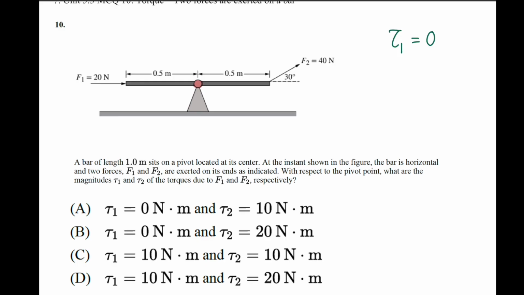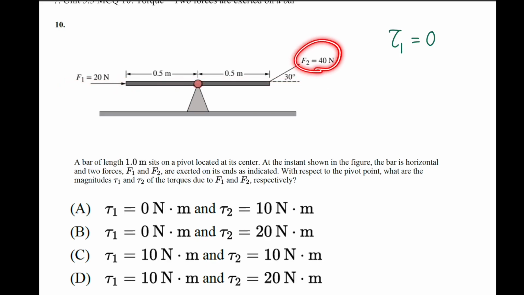Then think about the force. Look at the force and draw the line of action of the force. If I extend this line of action of the force, I can see that it's going to pass through the pivot. That means it has no distance from the pivot, so its torque will be equal to 0.